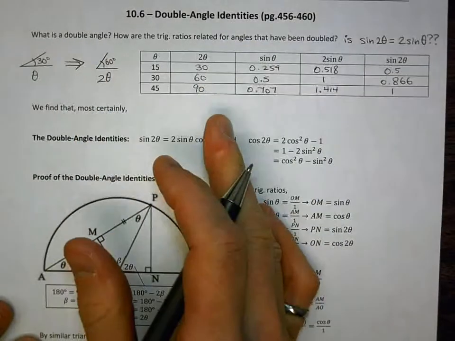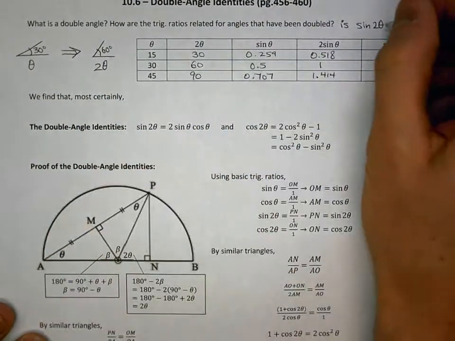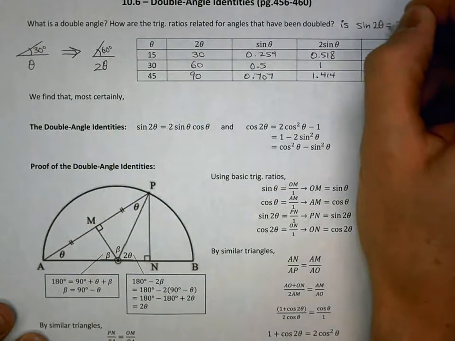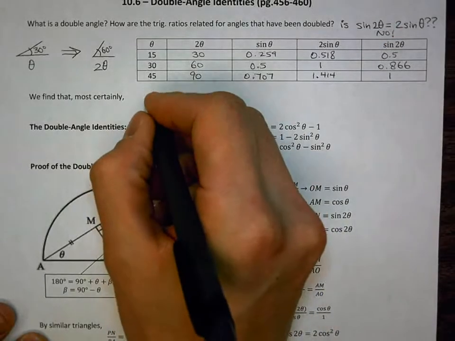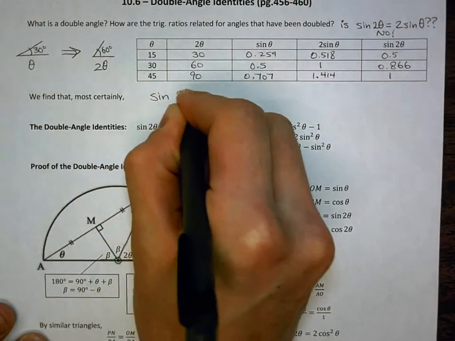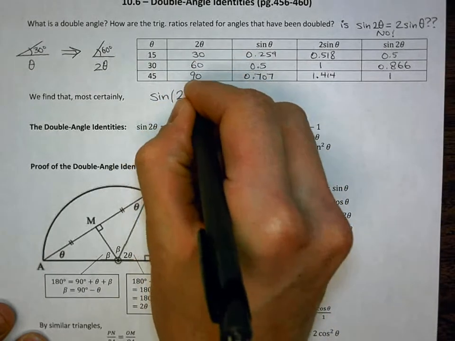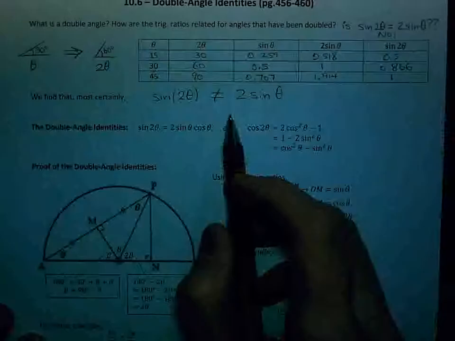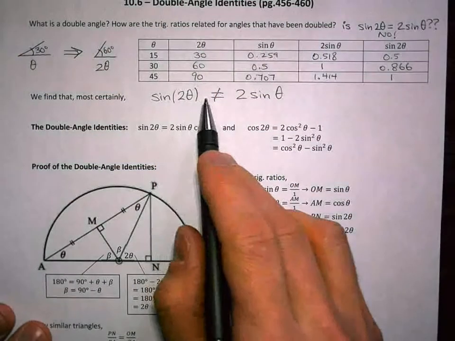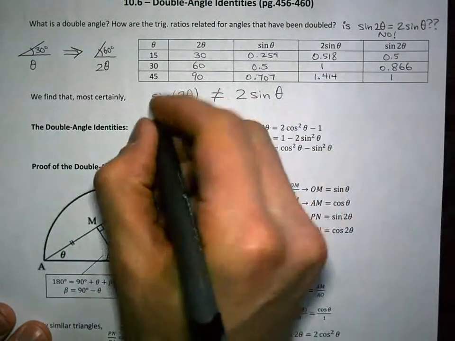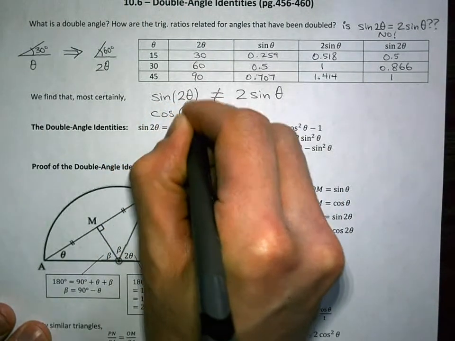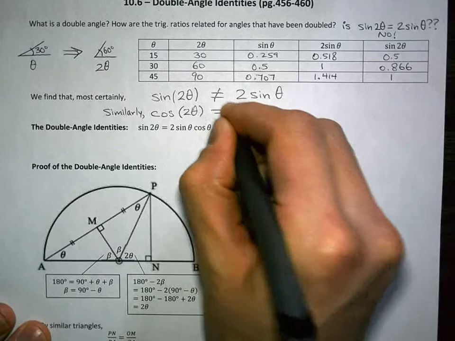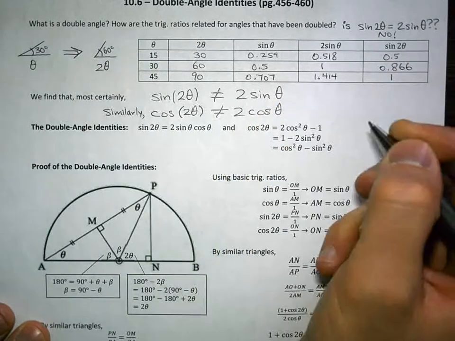So through this little investigation, you can see that this intuitive idea is not applicable. Make sure you know that this is not true. We find that sine of 2 times theta, you can imagine this in brackets, does not equal 2 times sine theta. Again, the math is a little weird here, or not intuitive. You can't just factor the 2 out, and that's why this can be a little bit challenging. Similarly, cos 2 theta does not equal 2 cos theta.